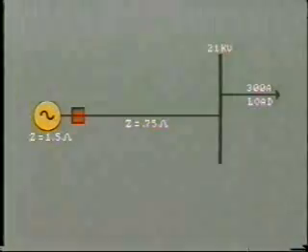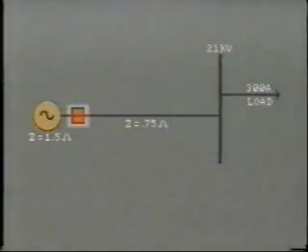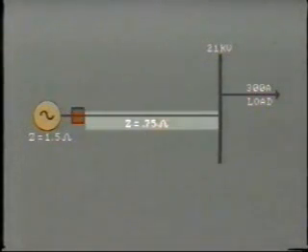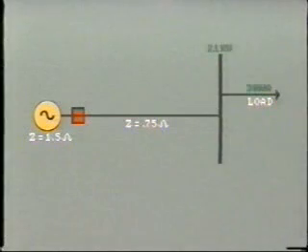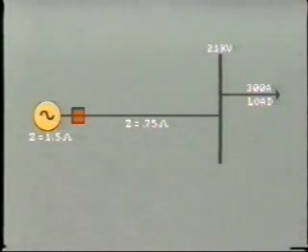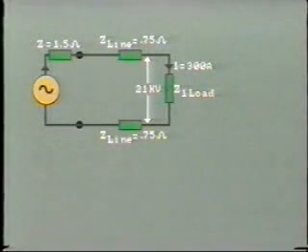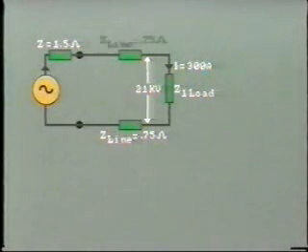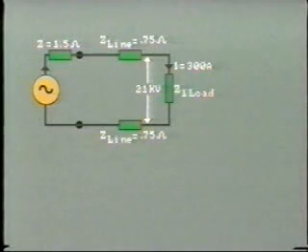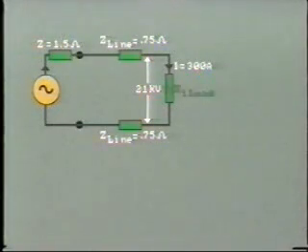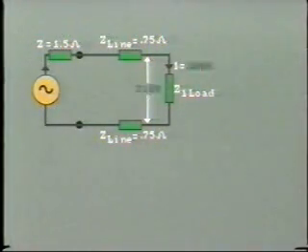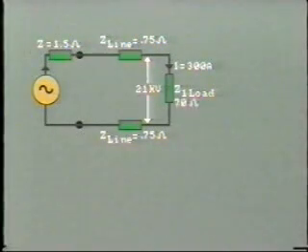In this simple one-line diagram, we have a generator feeding power through its circuit breaker and transmission line. The load is 300 amps at a phase-to-neutral voltage of 21 kV. For simplicity, let us draw this out as a single-phase circuit. This 1.5 ohm impedance here represents that of the generator, while the 0.75 ohms here represents the impedance of the transmission line. As this is single phase, we can calculate the impedance of the load simply by dividing 21 kV by 300 amps. This comes to 70 ohms.